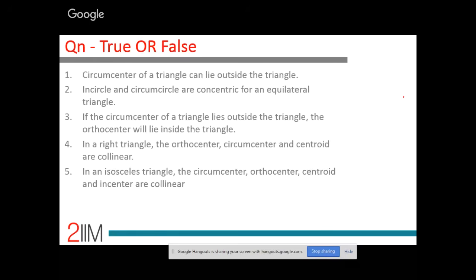When will it lie outside? Or what type of triangle will it lie outside? An obtuse angle triangle. For an obtuse angle triangle, circumcenter will lie outside. Now, incircle and circumcircle are concentric for an equilateral triangle.